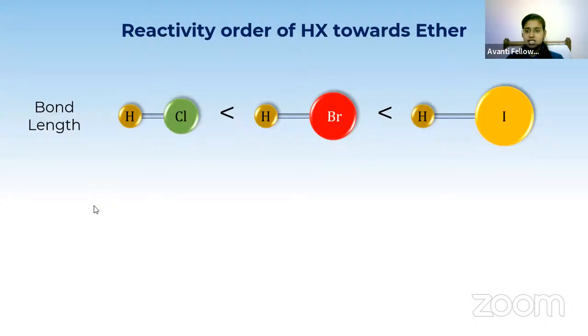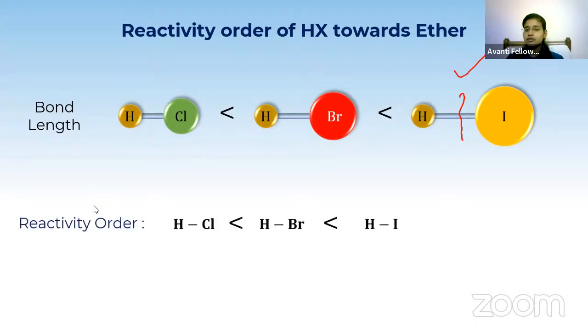The H-I bond will be very weak, so the H-I bond can easily be broken down. So it will be more reactive. The reactivity order will follow the same order as bond length. HCl is least reactive compared to HBr, and HBr is less reactive compared to HI.